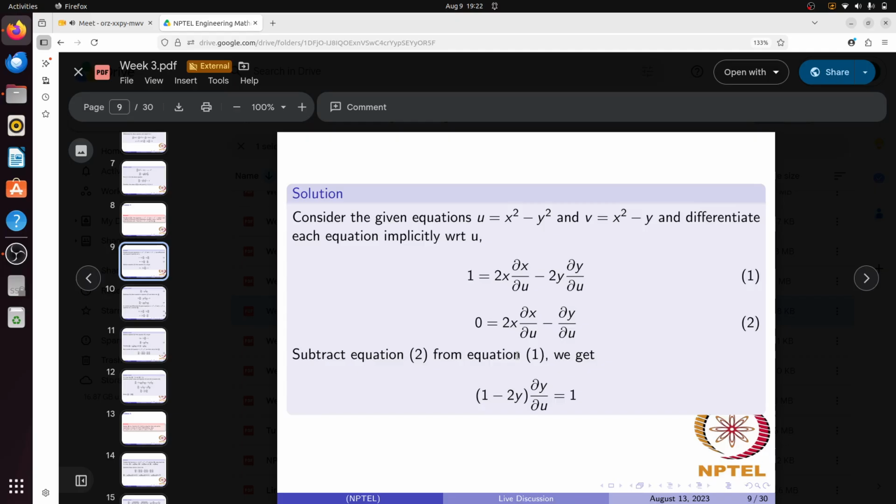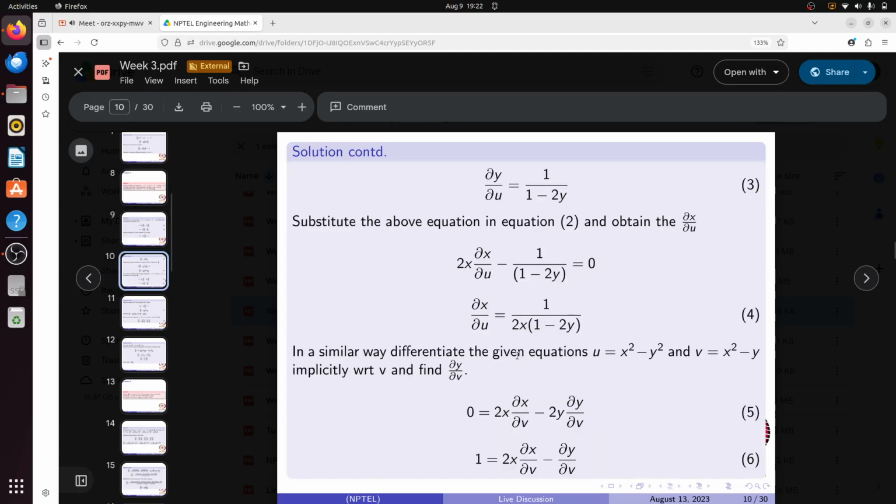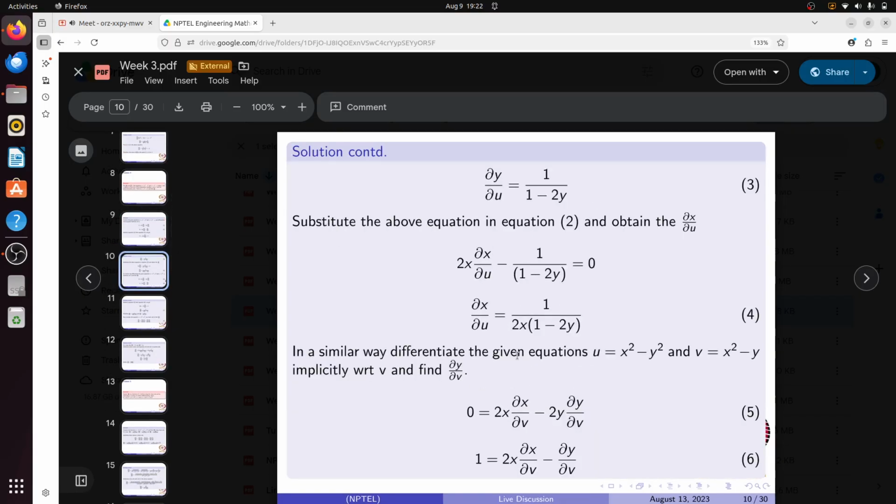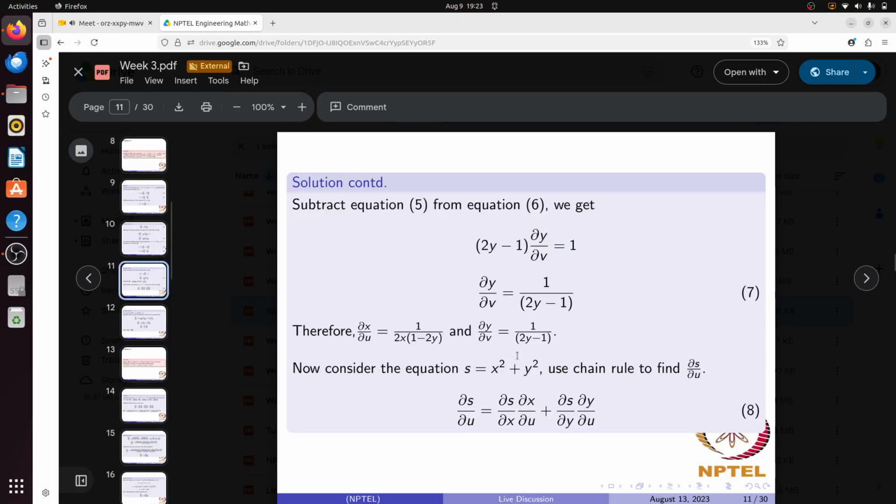Subtract equation 2 from 1, you will get del y by del u equal to 1 by 1 minus 2y, and substitute into equation 2 to obtain del x del u. In a similar way, differentiate the given equations u and v implicitly with respect to v. You will get del y del v. You get del x del u, you have del y del u, you have del y del v. Now you need to find del s del u.